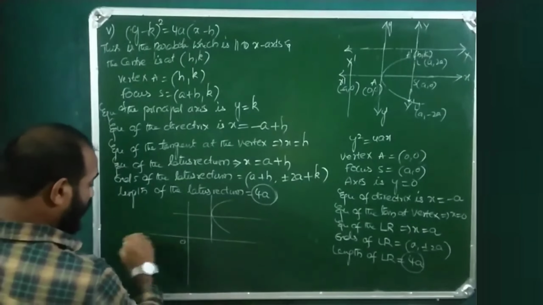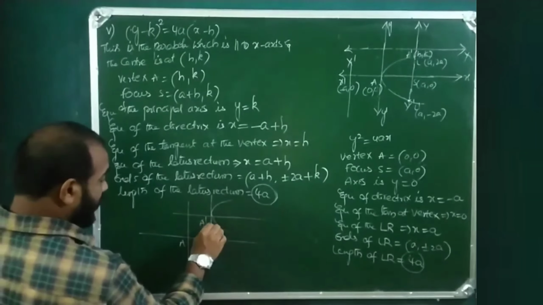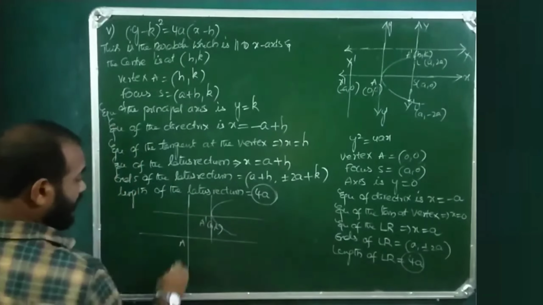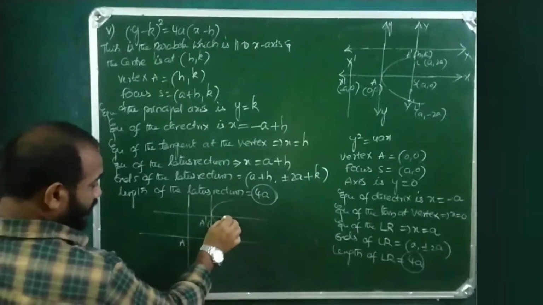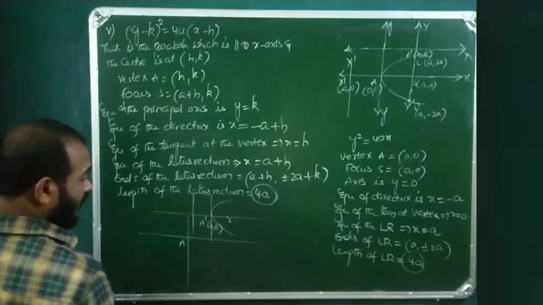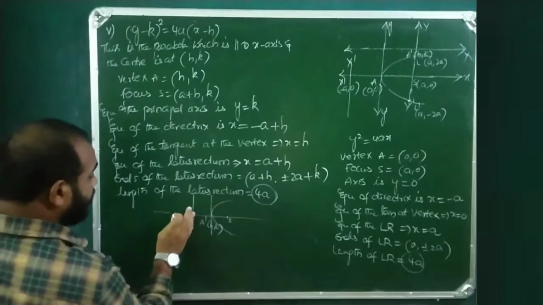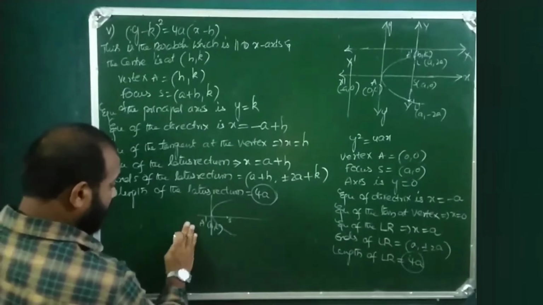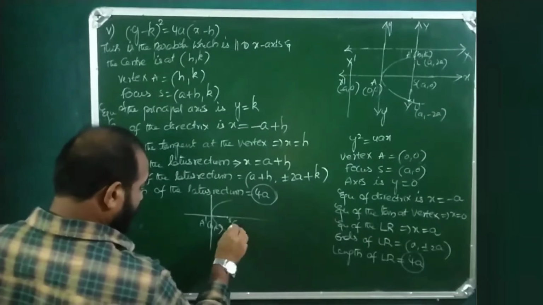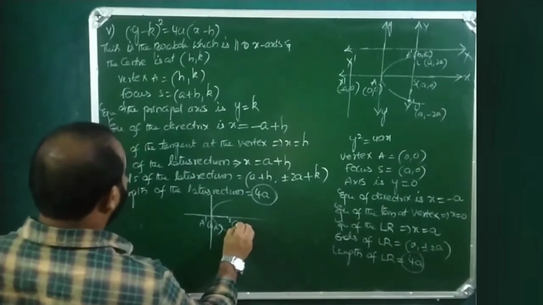So this is origin and this is A and this is A dash. H comma K. Okay. So for this parabola, this is S and this is our S dash. So that means this is H comma how much? H comma A plus H comma K.